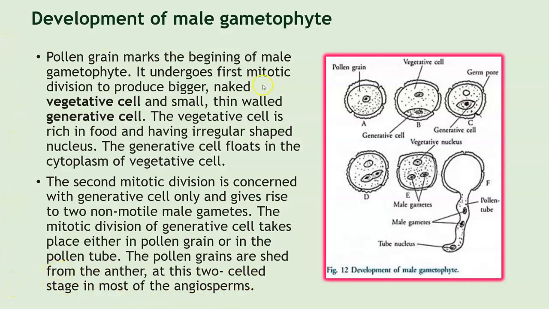So basically, the development of the male gametophyte takes place in two stages. In the first mitotic division, it produces a bigger and naked vegetative cell and a small thin-walled generative cell. And in the second mitotic division, it involves only the generative cell, which is going to give rise to two non-motile male gametes.